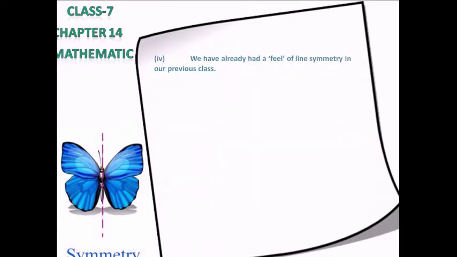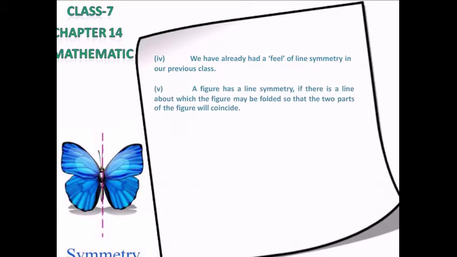We have already had a feel of line symmetry in our previous class. A figure has a line symmetry if there is a line about which the figure may be folded so that the two parts of the figure will coincide. Let us recall these ideas using some activities.